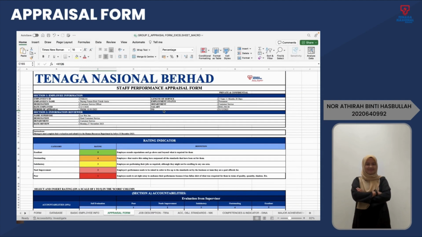Hello everyone, this is the appraisal form section. This section will be filled out by the reviewer, consisting of the supervisor and higher ups. Let me show you each section one by one that is present in our company's appraisal.